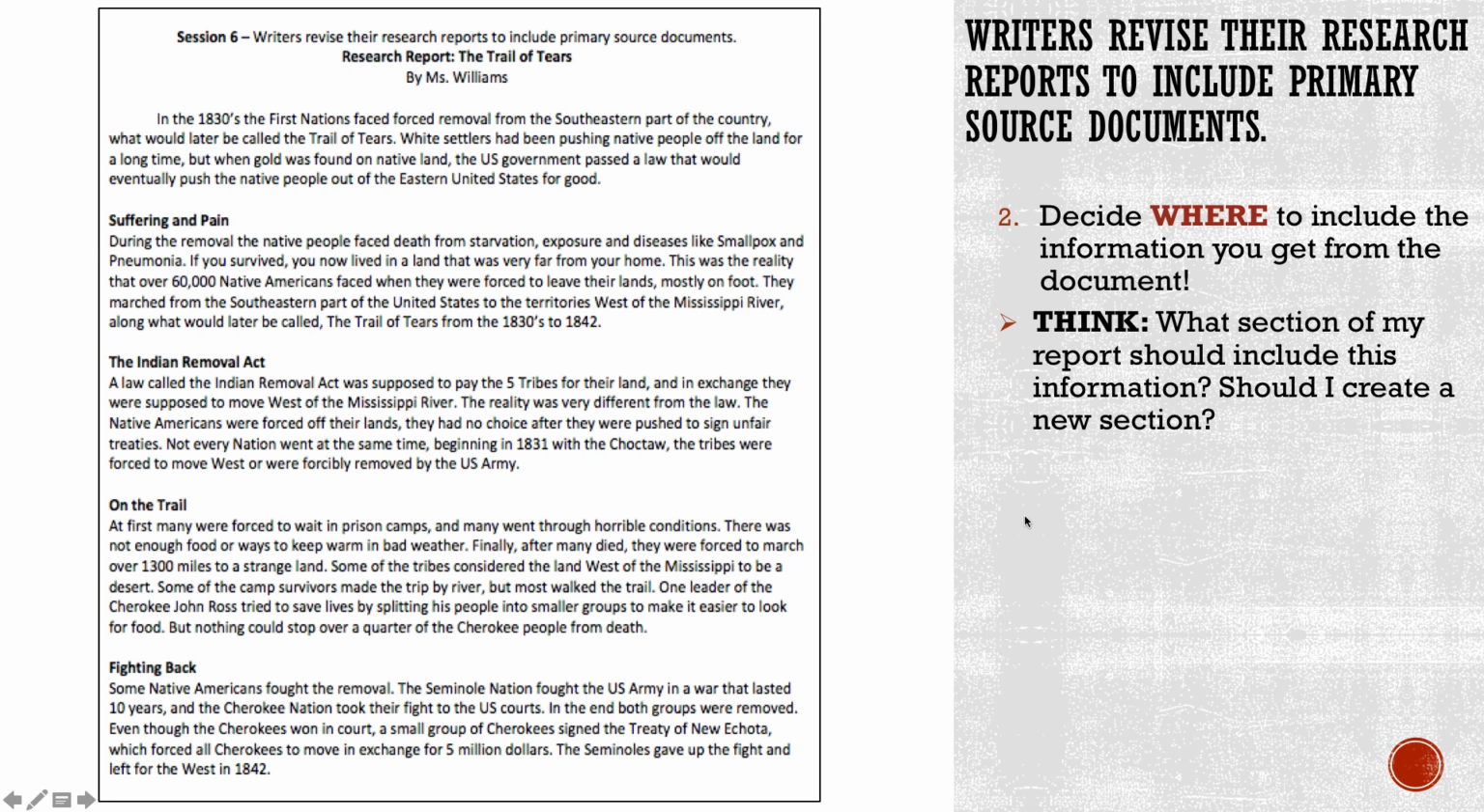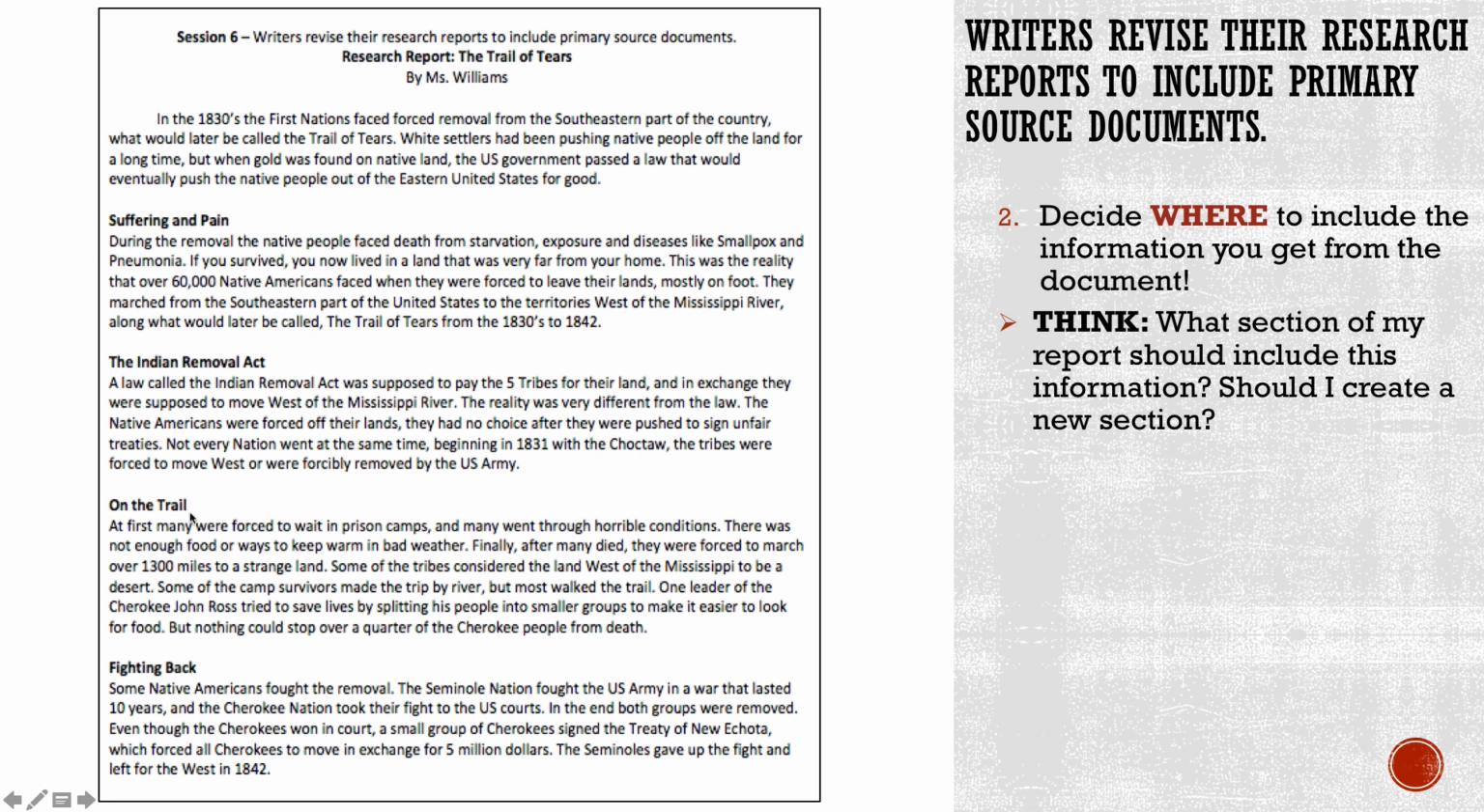Now, step 2, I got to decide where I'm going to include the information that I got from the document. This is my research report right now. I have 4 sections and a little introduction here where I sort of just talk a little bit about what happened on the run up to the Trail of Tears, and then I talk about the suffering and the pain that the people experienced. I talked about the Indian Removal Act, the law that sort of said, hey, this is illegal to do this removal.